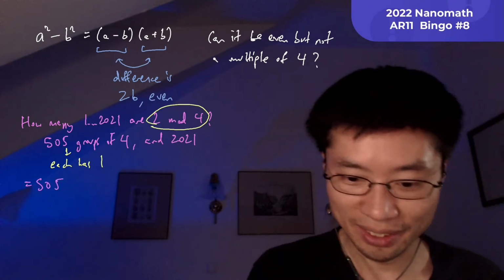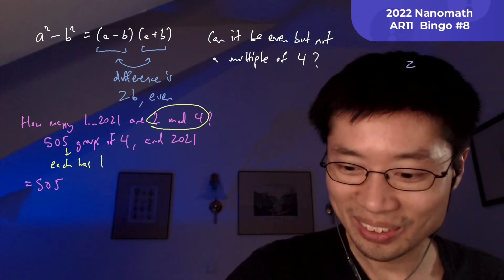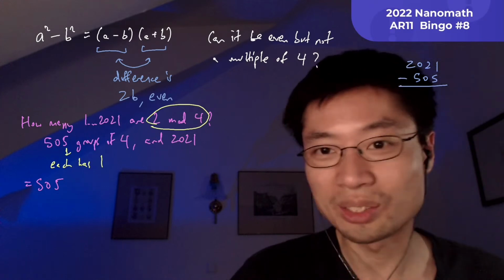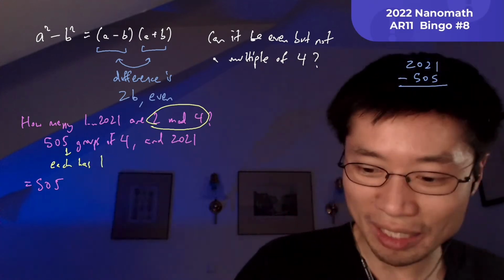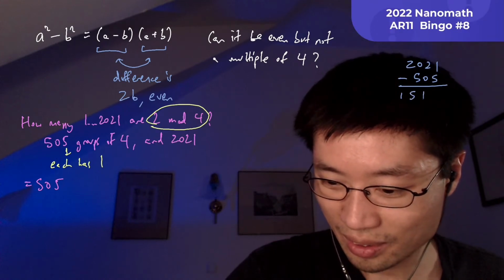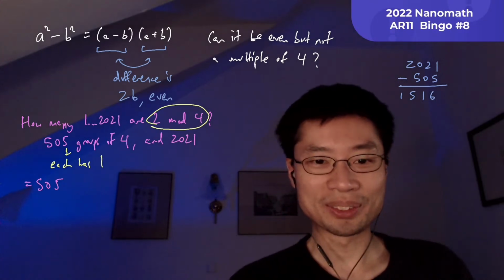And I need to subtract that. So I think the answer is going to be, I'll do it in my head, 2021 minus 505. Oh, what do I do? This is too hard. So I'll do it in my head, which is called subtract 500. That's 1500. And then subtract 5. Is that right? I hope so. Let's find out. Yay, it is.